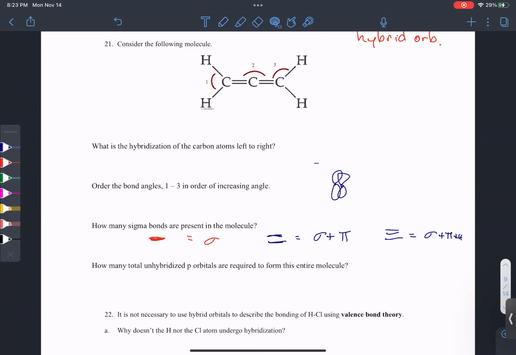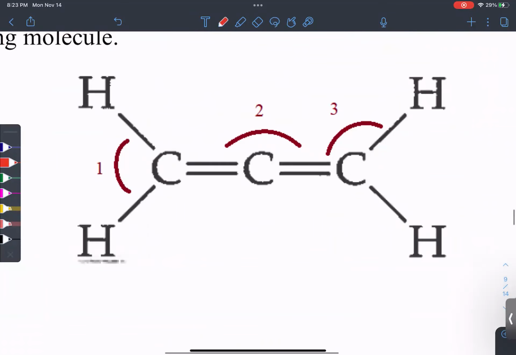With that in mind, we just take inventory of all of the bonds in our molecule. I like to highlight things, so I'll just go through. There's a sigma bond 1, 2, 3, 4. Those are all the single bonds, or sigma bonds. But then we also have double bonds to take into account. Do the double bonds have a sigma component? Yes, they do, just the first part. So 5, 6. So there are 6 sigma bonds.